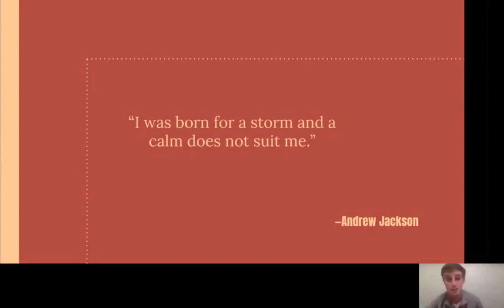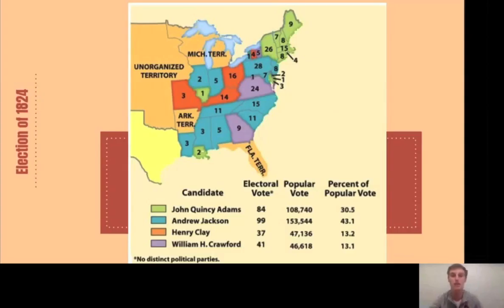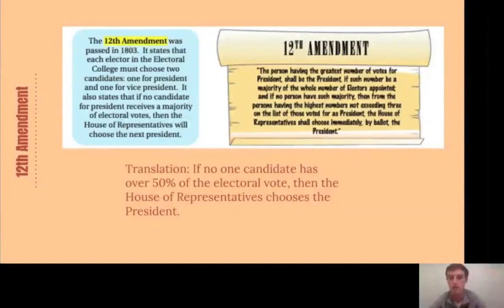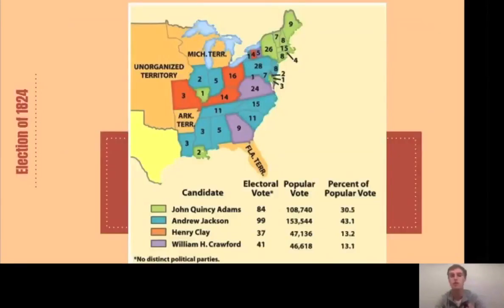So in the election of 1824, we're going to see very clearly Andrew Jackson receives the most, compared to John Quincy Adams, Henry Clay, and William H. Crawford. He receives the most electoral college votes, and he receives the most popular votes. A popular vote is individual people. But he doesn't receive a majority, and this is a key word, because in order to win, you have to receive over 50% of the electoral college vote.